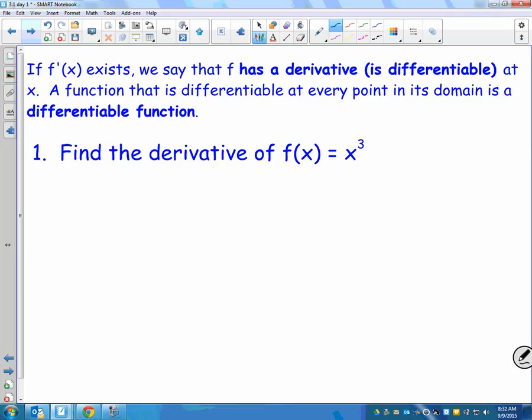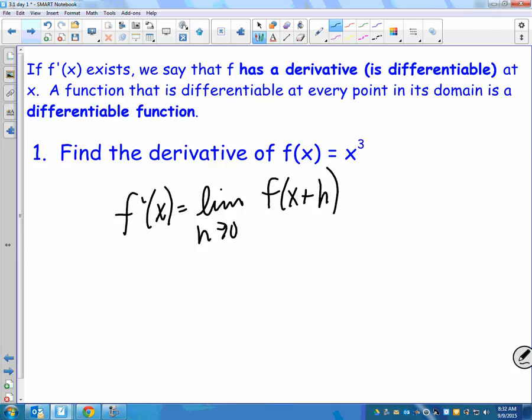Okay, so when it says find the derivative, it means find the slope of the curve. But they don't give me a point, which means we like to find just the slope of the whole curve, so then we can plug in any point that we want, right? So our answer is going to have x in it when they don't say find the derivative at this value. Yes? So I'm going to say f prime of x equals the limit as h approaches 0 of f of x plus h minus f of x all over h.